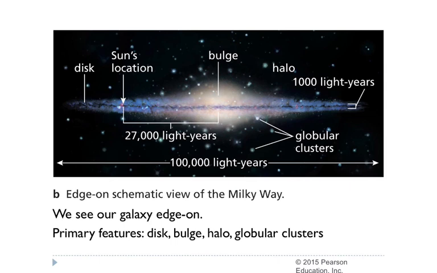The galaxy is about 100,000 light years from end to end, and it consists of the bulge in the center, the disk, which is flat, and then this halo that goes around it. And in that halo, we have a lot of globular clusters.